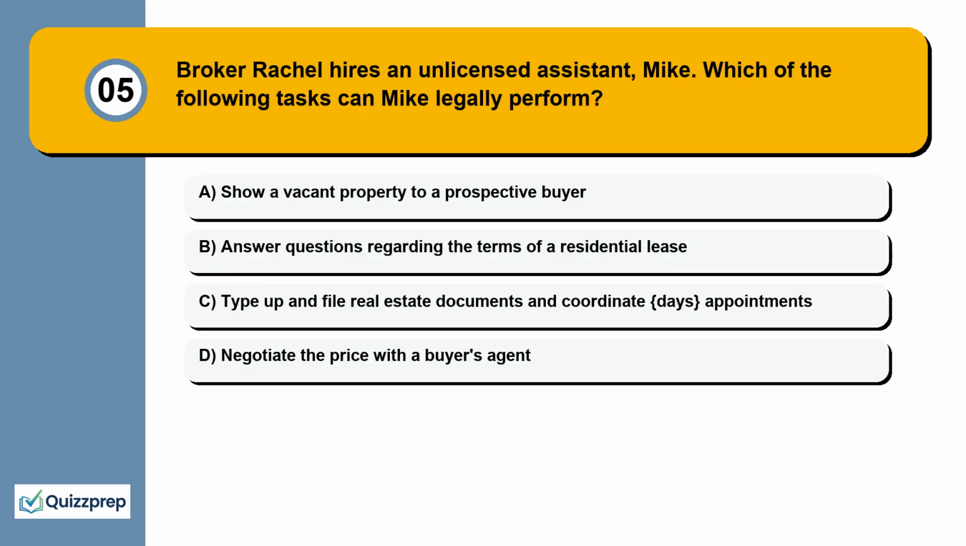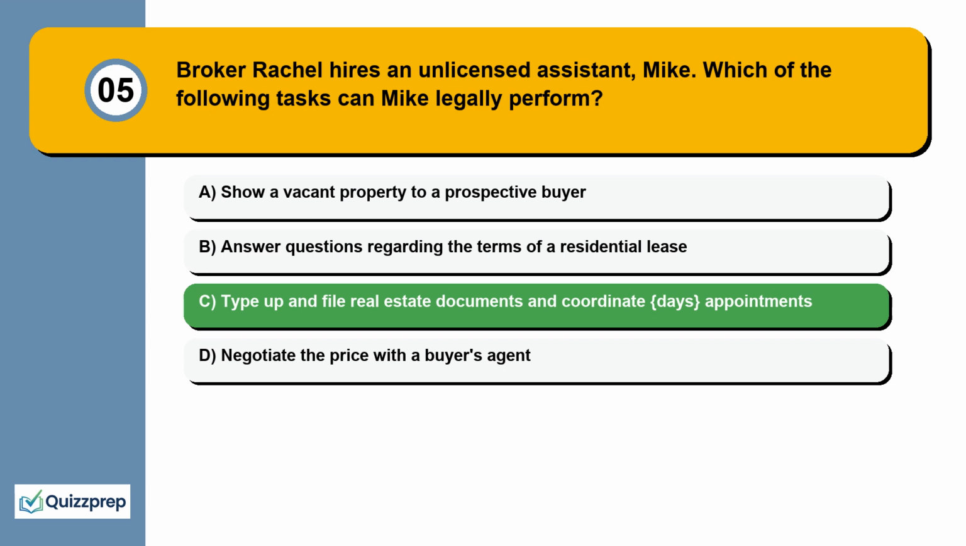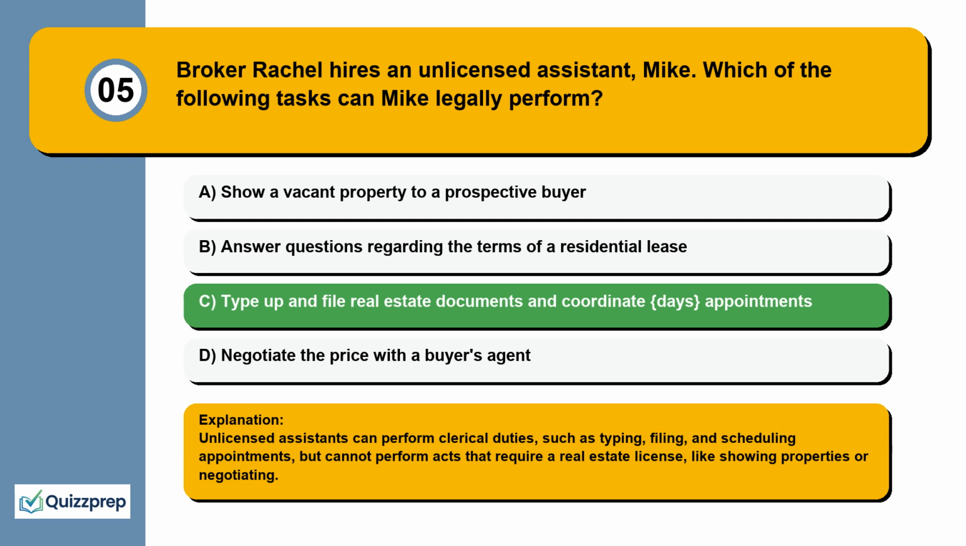Question 5. Broker Rachel hires an unlicensed assistant, Mike. Which of the following tasks can Mike legally perform? Show a vacant property to a prospective buyer. Answer questions regarding the terms of a residential lease. Type up and file real estate documents and coordinate appointments. Negotiate the price with a buyer's agent. Unlicensed assistants can perform clerical duties, such as typing, filing, and scheduling appointments, but cannot perform acts that require a real estate license, like showing properties or negotiating.